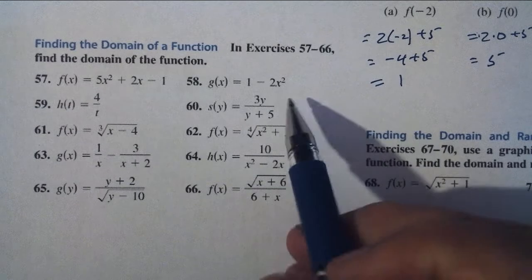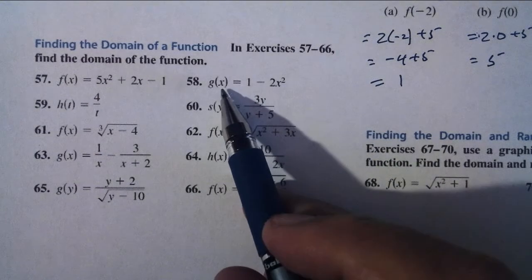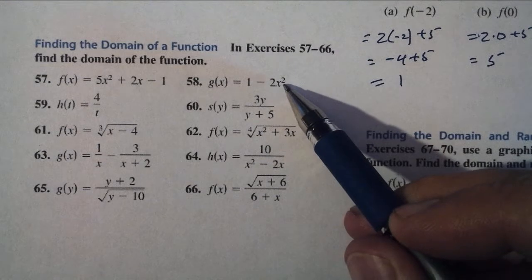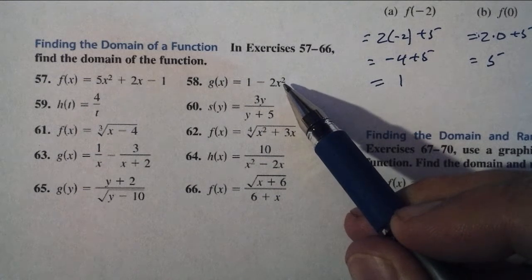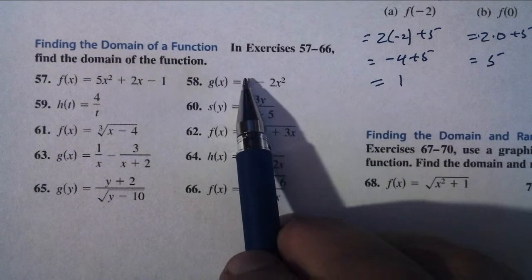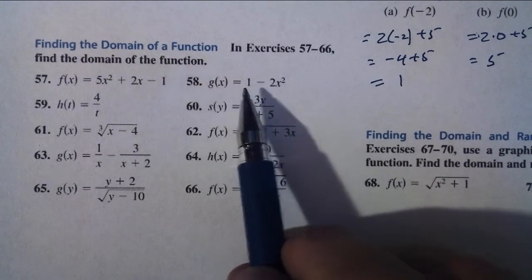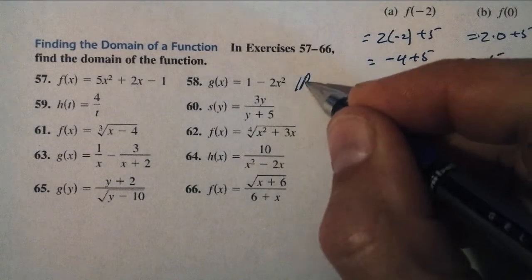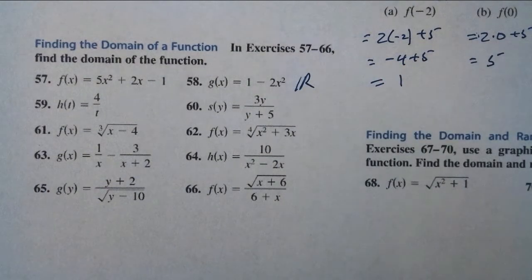So here's all I ask myself: G is a function that takes things and puts them here. In order of operations, can I square any number I want? I can square zeros, positives, and negatives. Can I multiply any number by negative 2? Yes. Can I add 1 to any number? Yes. So all real numbers are allowable here.